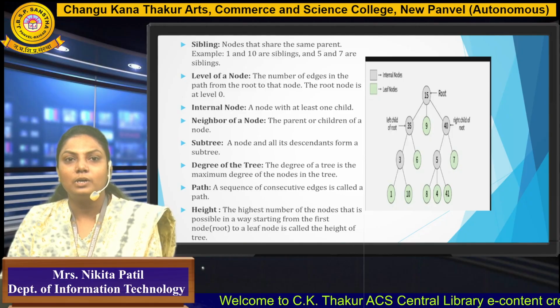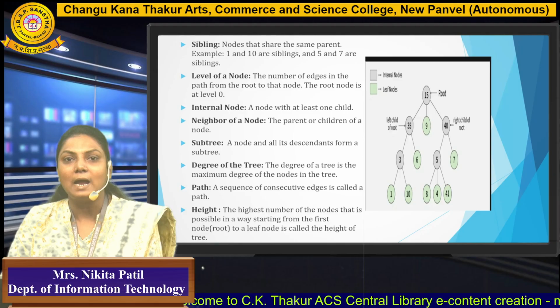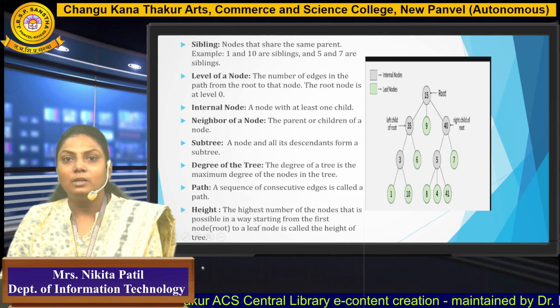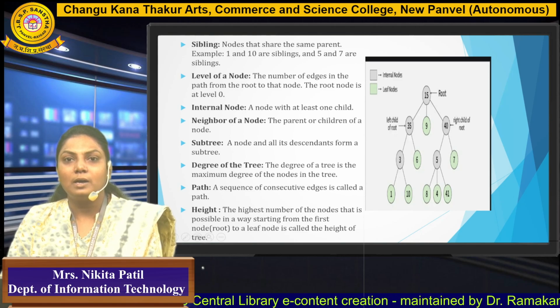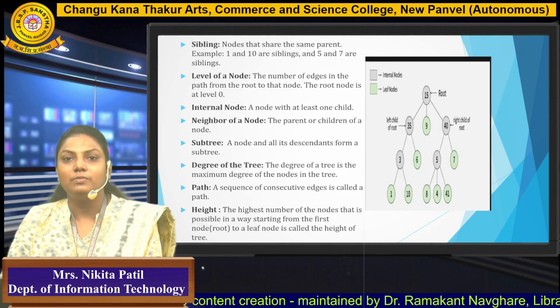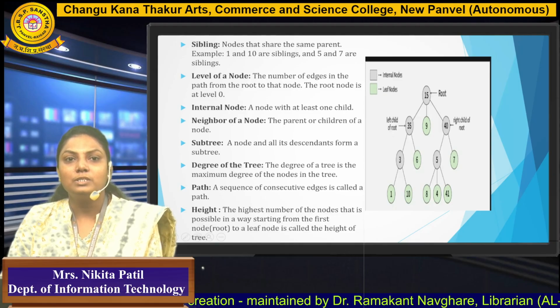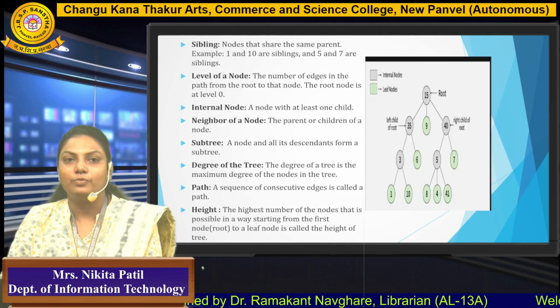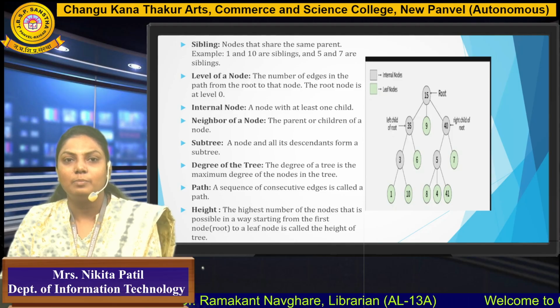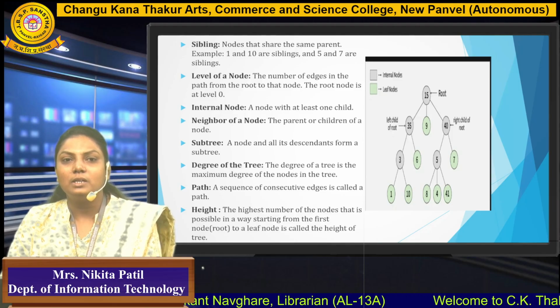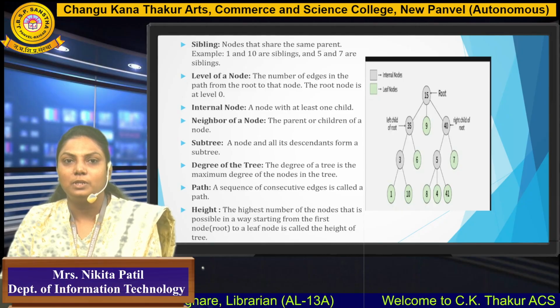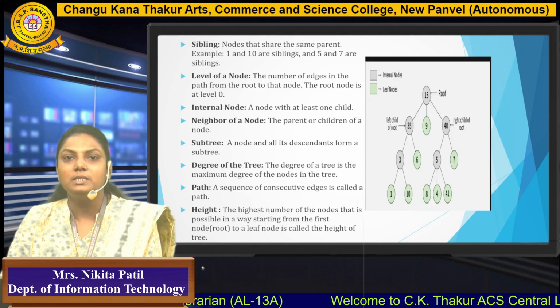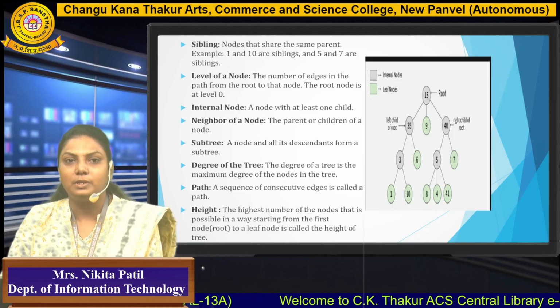Now next is the internal node. A node with at least one child is considered an internal node. Now in the given diagram, 35 is an internal node. Next is the neighbor of a node: the parent or the children of a node are considered the neighbors of the node. Now consider the next terminology, the subtree. A node and all its descendants form a subtree.